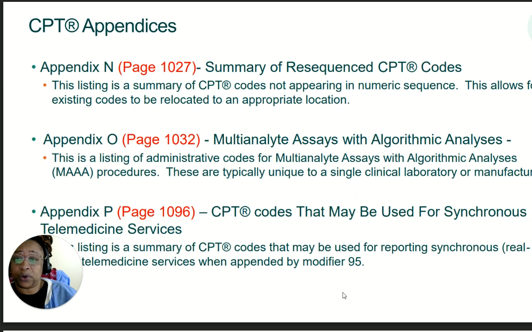Appendix N is for a summary of resequenced CPT codes. Appendix O is for multianalyte assays with algorithmic analyses. Appendix P is for the CPT codes that may be used for telemedicine. This is the one where we are going to be using modifier 95 for the virtual audio-visual visits.